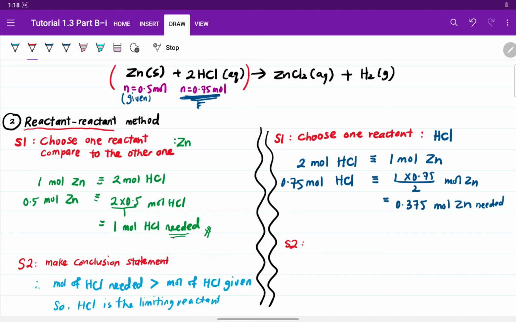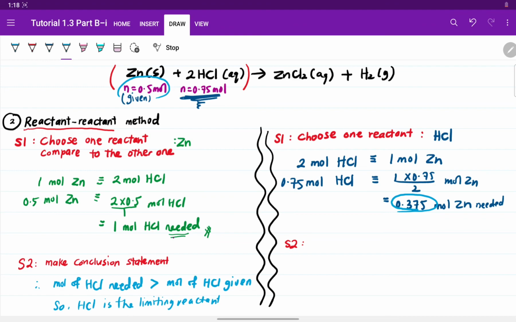Okay, jadi kita nak masuk kepada step yang kedua, yang mana kita nak buat conclusion. Okay, step 2 sama conclusion statement. Okay, jadi apa yang kita nak tengok dekat sini? So, for the conclusion statement, check. Needed is 0.375. Given 0.5. Yang diberi lagi banyak ke lagi kurang daripada yang diperlukan? So, if we see over here, yang diperlukan 0.375. Yang diberi 0.5. Yang diberi lagi banyak. Maksudnya lebih.